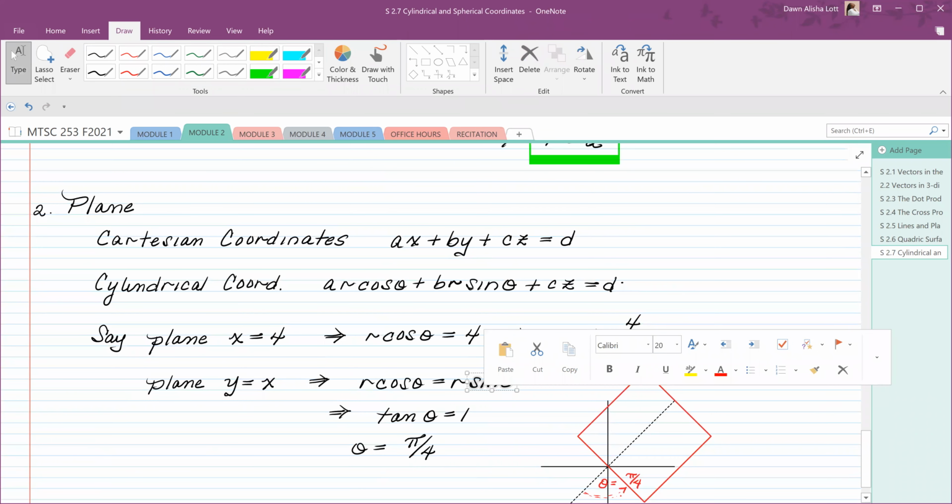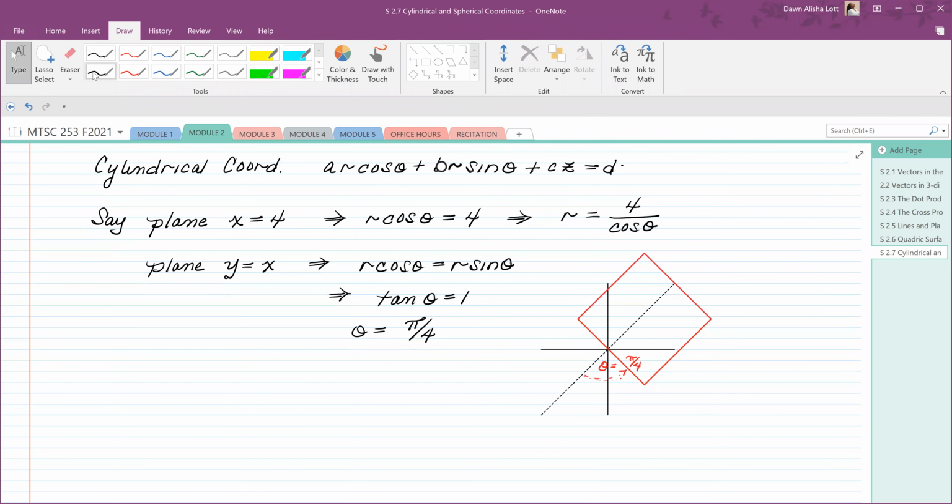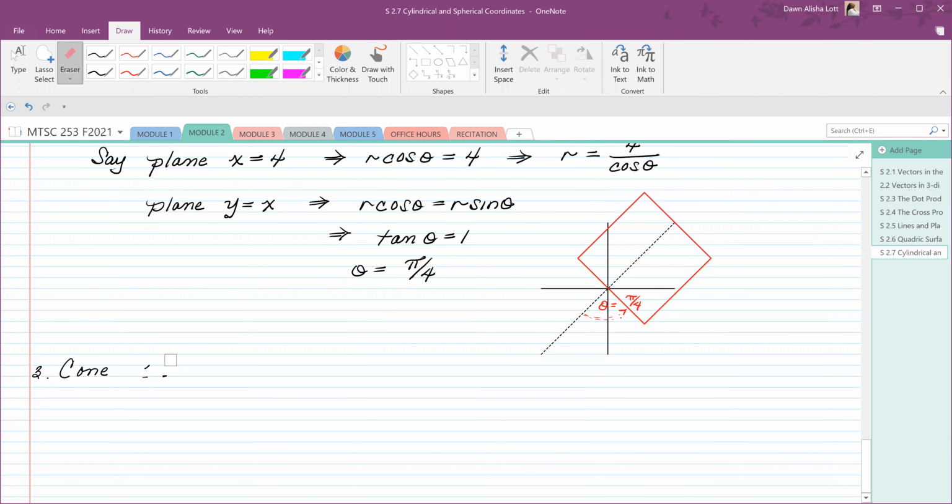How about some of these other things? What else did we have? Let's look at a cone. We had x squared over a squared. Well, this would have to be a circular cone. So I would have x squared plus y squared equal z squared. So that would be r squared equals z squared. So that would be the cone in cylindrical coordinates.